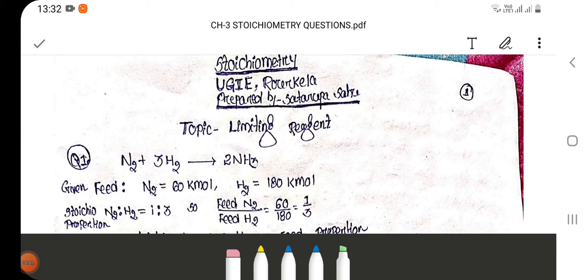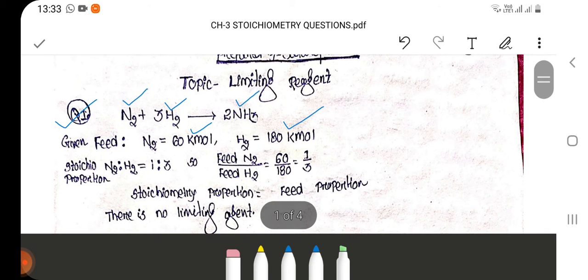Everyone, today we are going to discuss some questions about the limiting reagent. Let's come first to the production of ammonia from nitrogen and hydrogen. And the stoichiometry equation is 1 mole of nitrogen plus 3 mole of hydrogen gives rise to 2 mole of ammonia. Given the feed mixture contains nitrogen 60 kilomole and hydrogen 180 kilomole. Now we have to find out what is the limiting reagent.